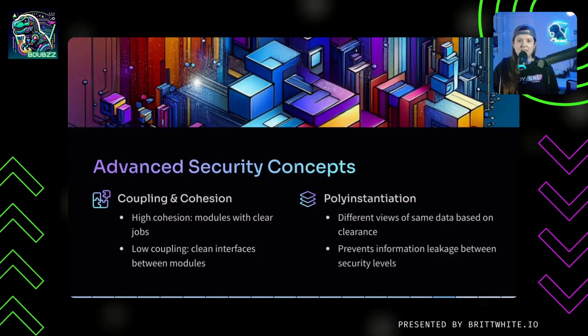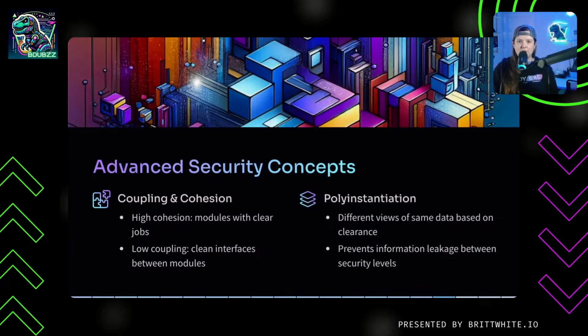The second concept is polyinstantiation, and it's fascinating. Think about a classified document system. Executives can see the complete document. Managers see a partially redacted version, and other employees see only the public information, all from the same database. Think of it as different layers of access to the same information, making sure that everyone sees only what they're authorized to see. This is important for preventing information leakage between security levels.